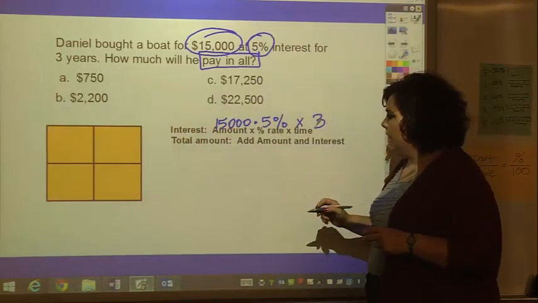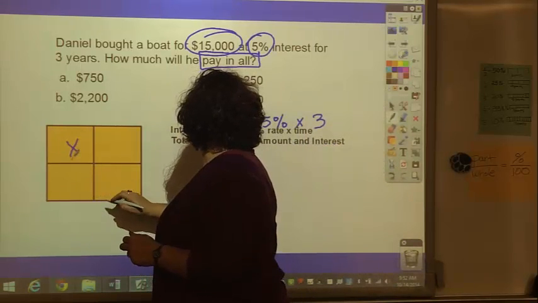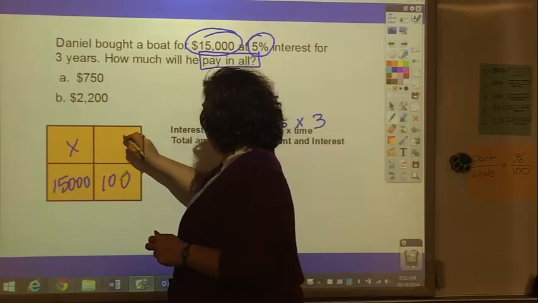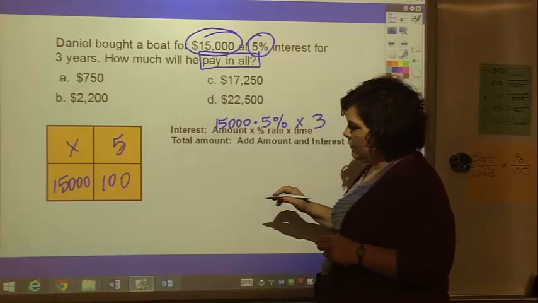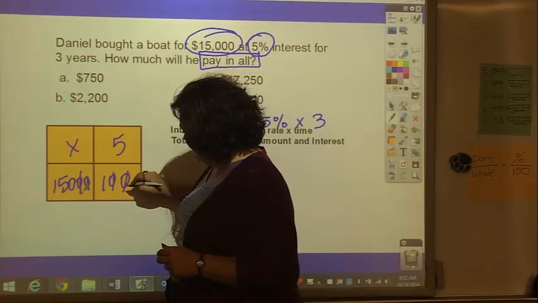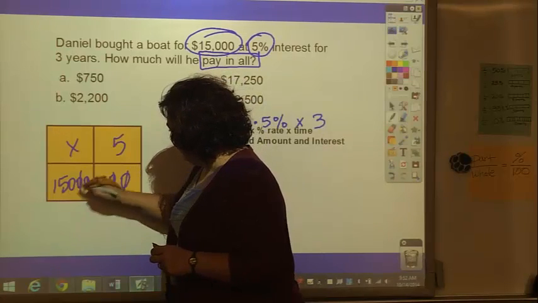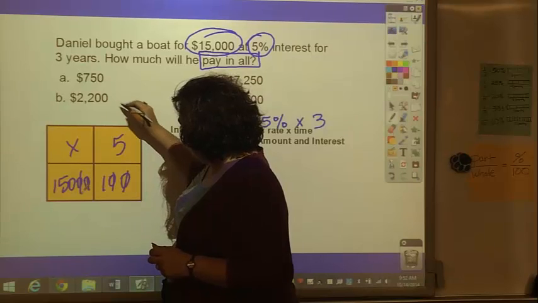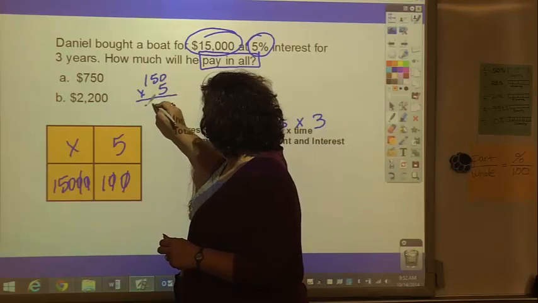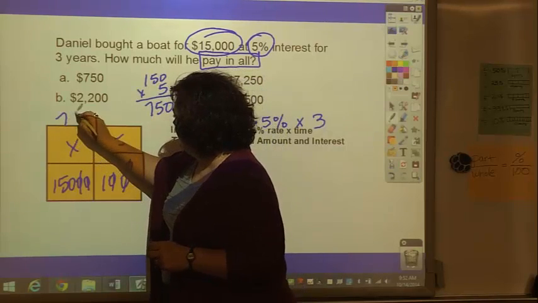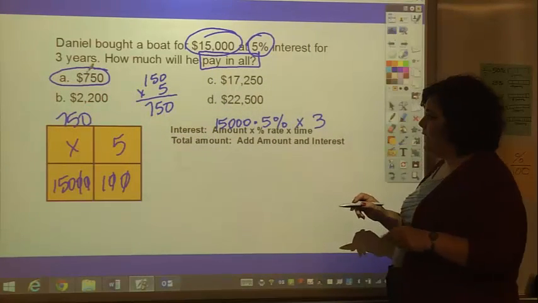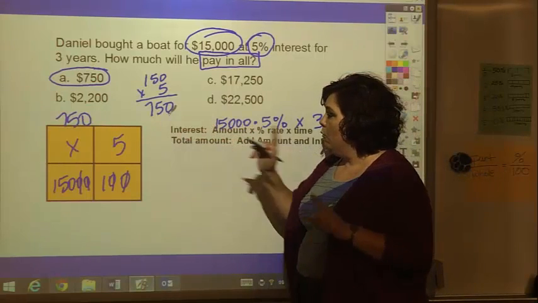Okay? So if I do x over 15,000 and 5 over 100, that's going to be what? Times 150, times 150, 150 times 5, 750. Okay, and many people chose 750. That is not right. It says that is for 1 year.